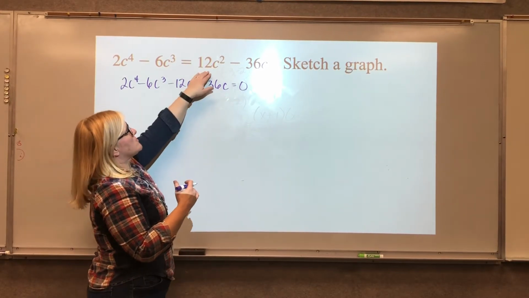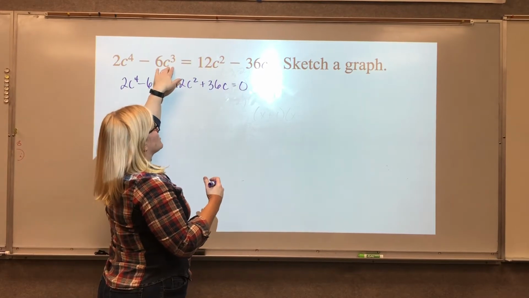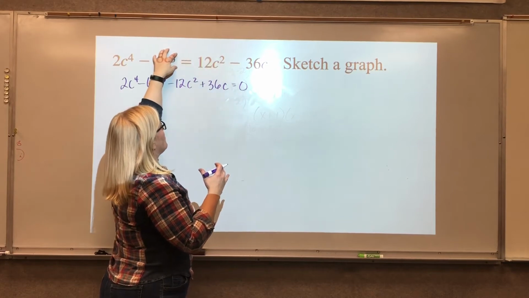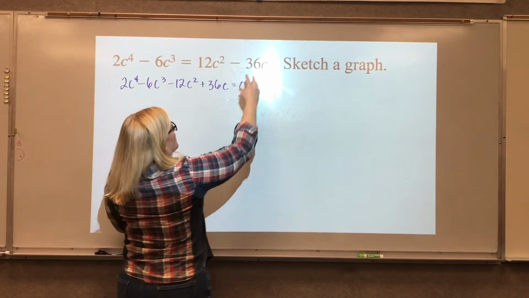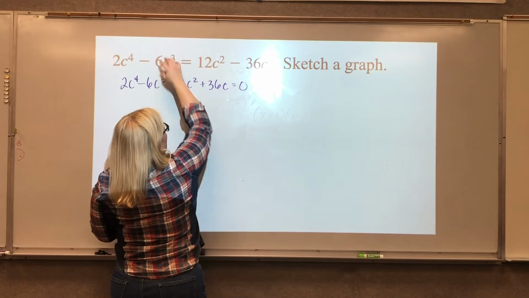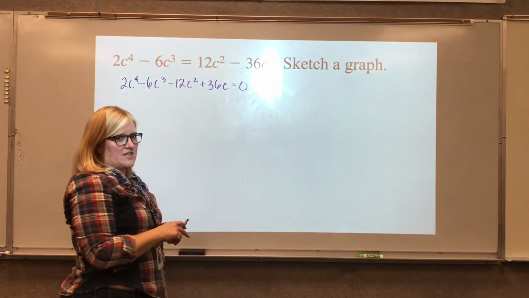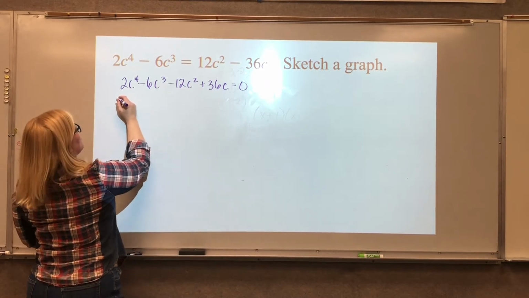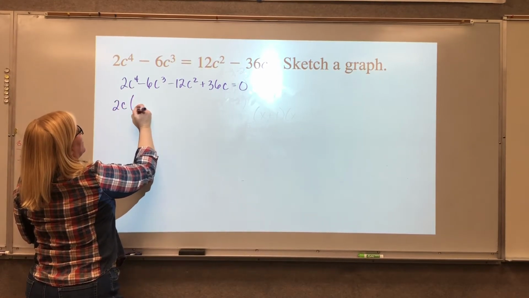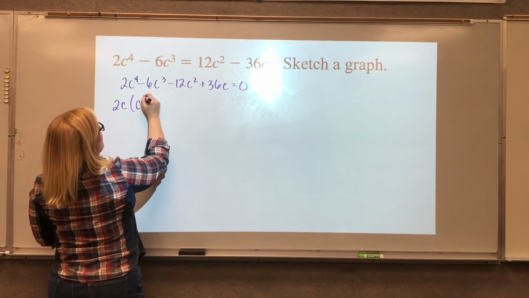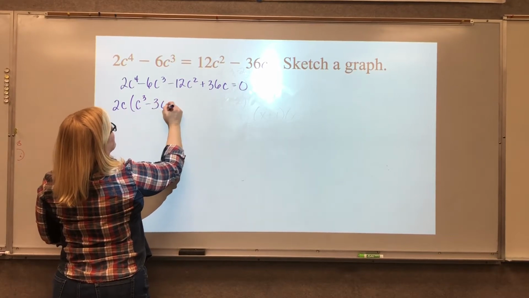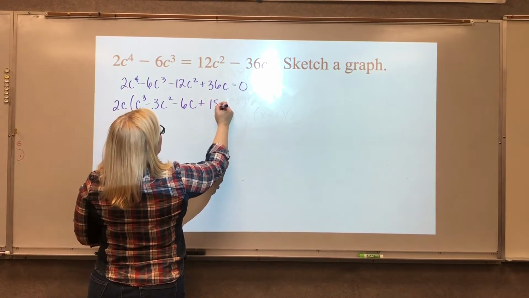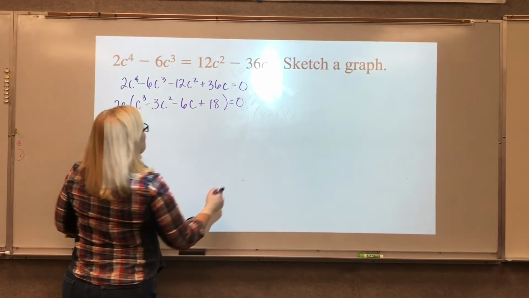So when you have terms on this side and you want to move them to the other side, I envision them coming off the page, moving over, and the sign changes. So this one, 36c, comes over here, and it becomes a positive. Okay, and now I notice that I can factor out a 2c. So I'm left with c to the 3rd minus 3c squared minus 6c plus 18 equals 0.